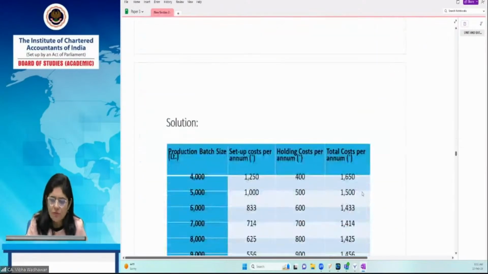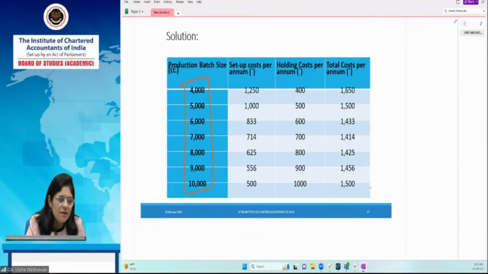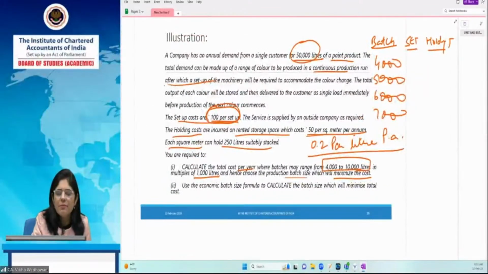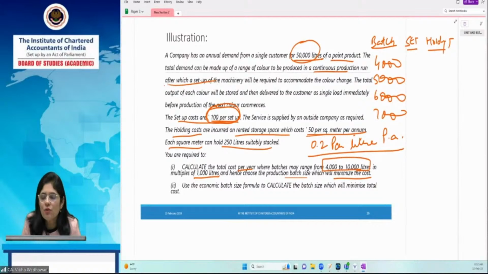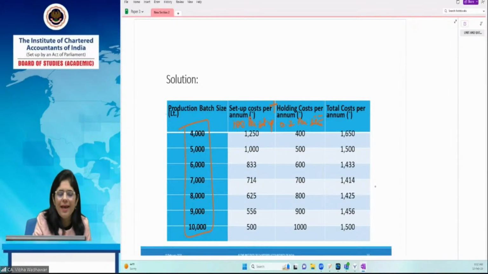So you will understand it better. See, we have taken the batch sizes here, and the setup and holding cost together will make the total cost. So how do we calculate the setup and holding cost? The setup cost is 100 per setup, if you can see here, and the holding cost is 0.2 per liter. Clear? And batch sizes are also in liters.